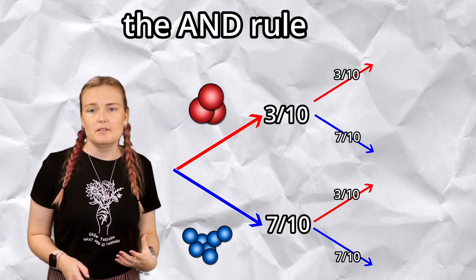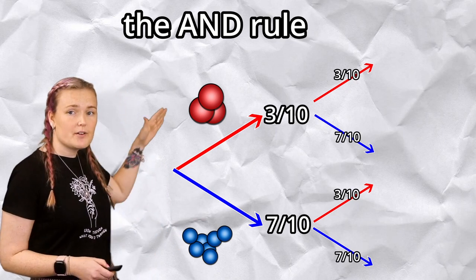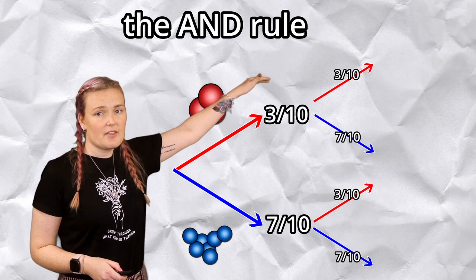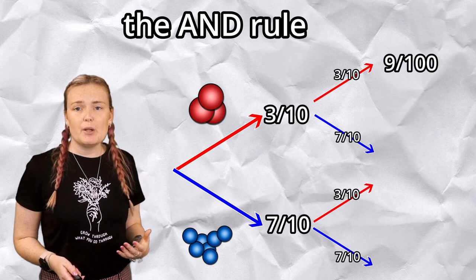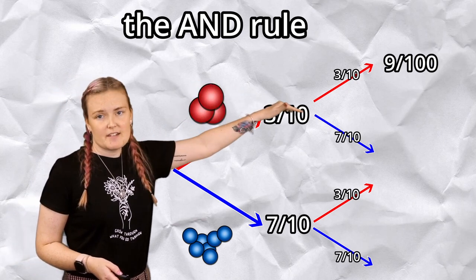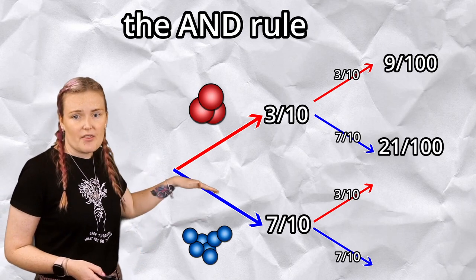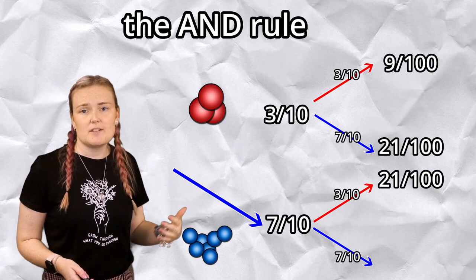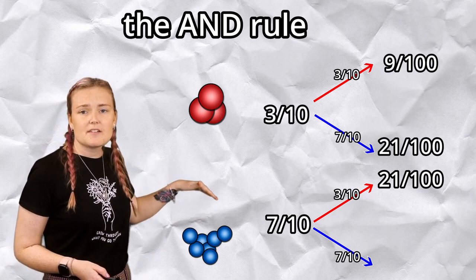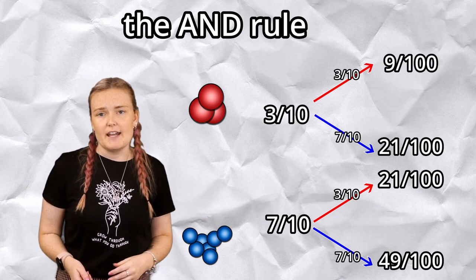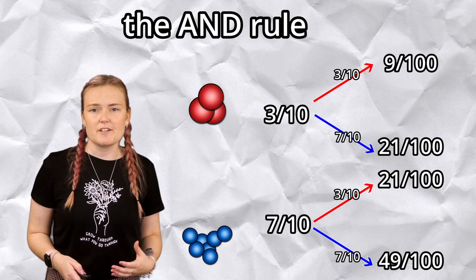So for example, probability of red and red, I'm going to go along the branches 3/10 times 3/10, which is 9 out of 100. Same for red then blue, 3/10 times 7/10, which is 21 over 100. Blue then red would be 7/10 and 3/10, which is 21 over 100 again. And then blue and blue would be 7/10 times 7/10, which is 49 out of 100. Those are all the options that we've covered in one diagram.